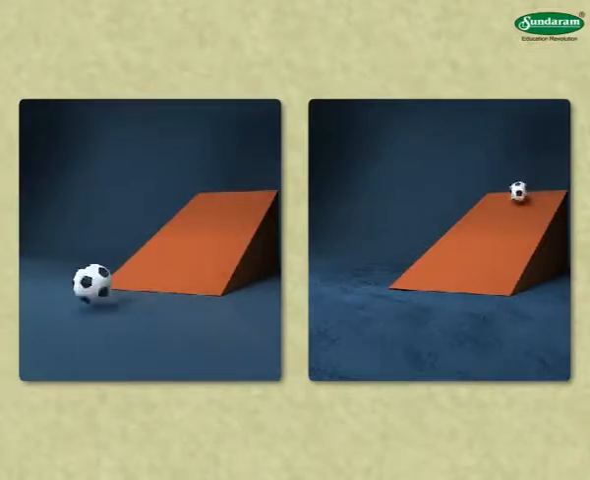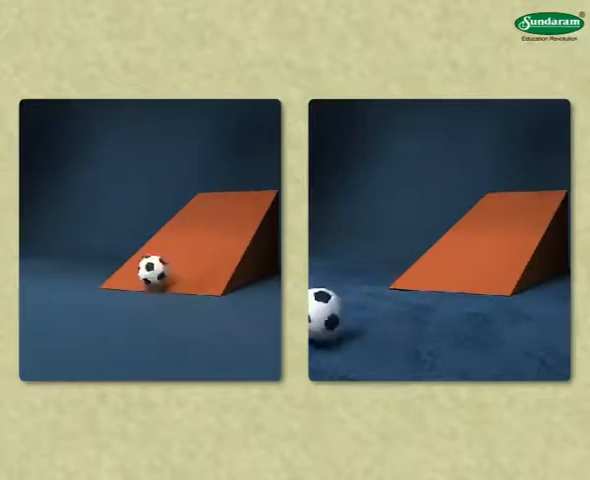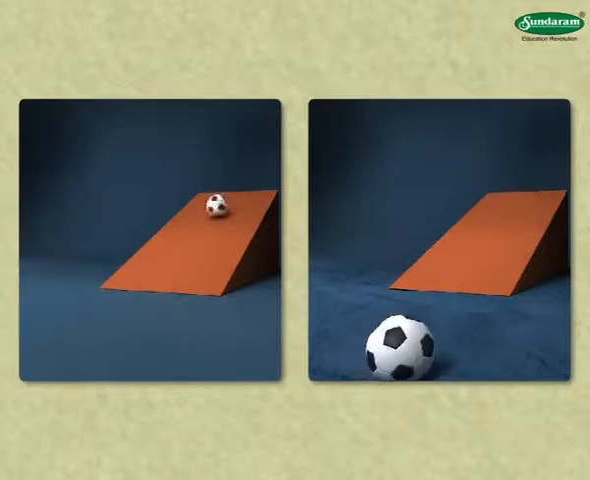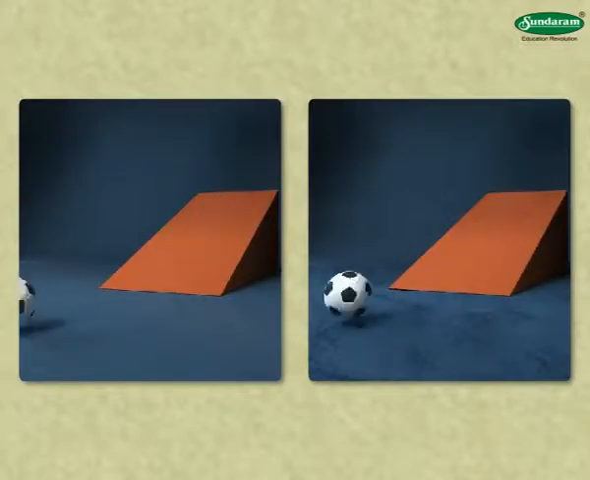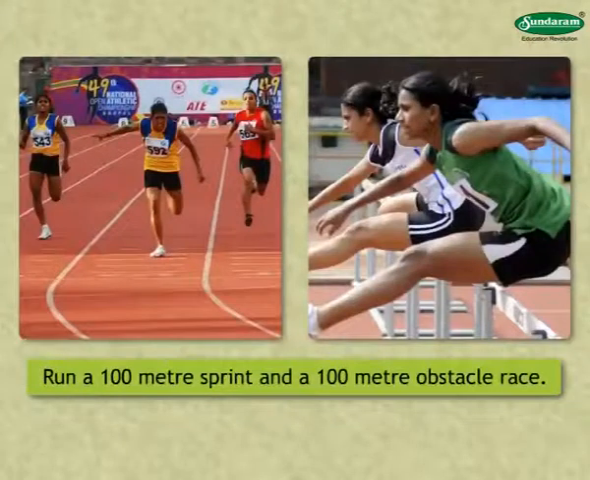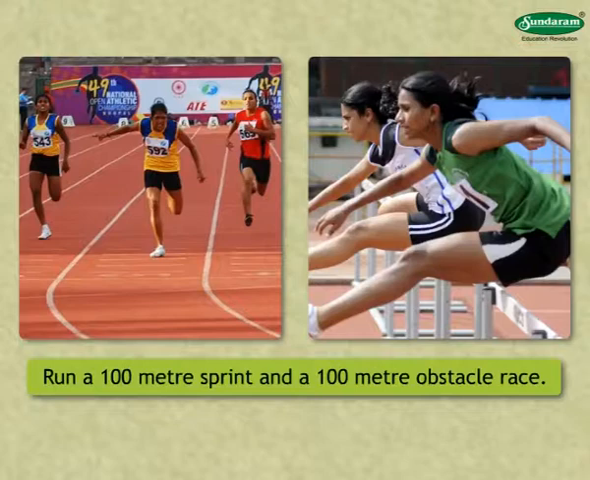Do the same thing on a rough surface. What difference do you see? The ball moves, but it moves a lesser distance than the distance moved on the smooth surface. Try this. Run a 100-meter sprint and a 100-meter obstacle race.